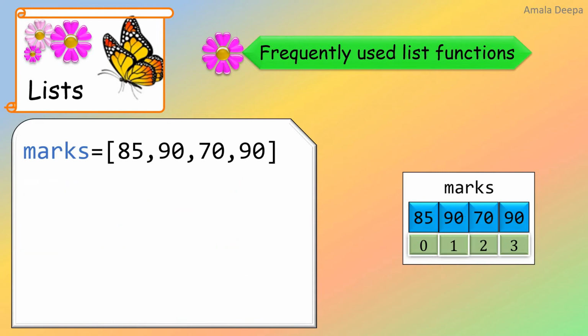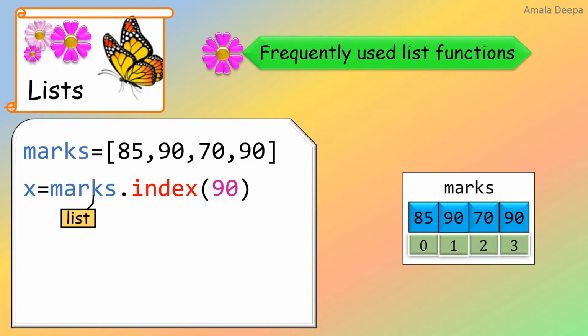The next function is the index function. x = marks.index(90). Marks is the name of the list object, index is the function, and 90 is the element. The index function will return the index of the element. Look at the array. The element 90 occurs twice.